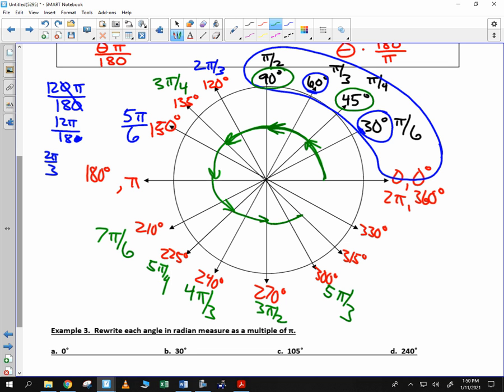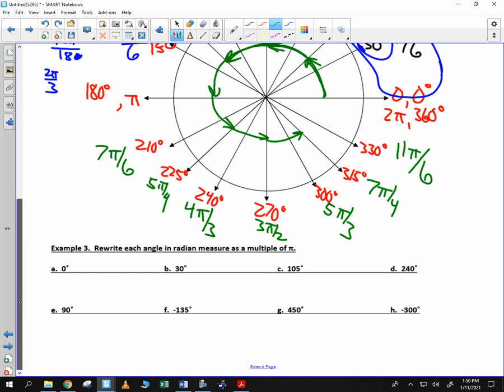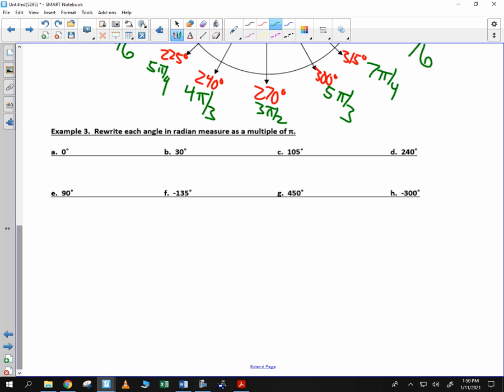315, that's going to be another 45. There's 7 of them, 7 pi over 4. And 330 is divisible by 30, 11 times, so 11 pi over 6. So we should be able to make these pretty easily, okay? Now, notice what we've done here.